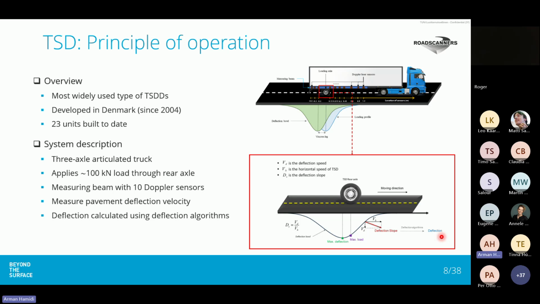One important point regarding analysis of TSD data is that unlike FWD, at which the maximum deflection occurs below the maximum load, in TSD the maximum deflection occurs behind the maximum load, and there is a lag distance between these two. This lag distance is called viscose lag and is believed to be affected by some parameters, including the viscoelastic characteristics of the asphalt layer.